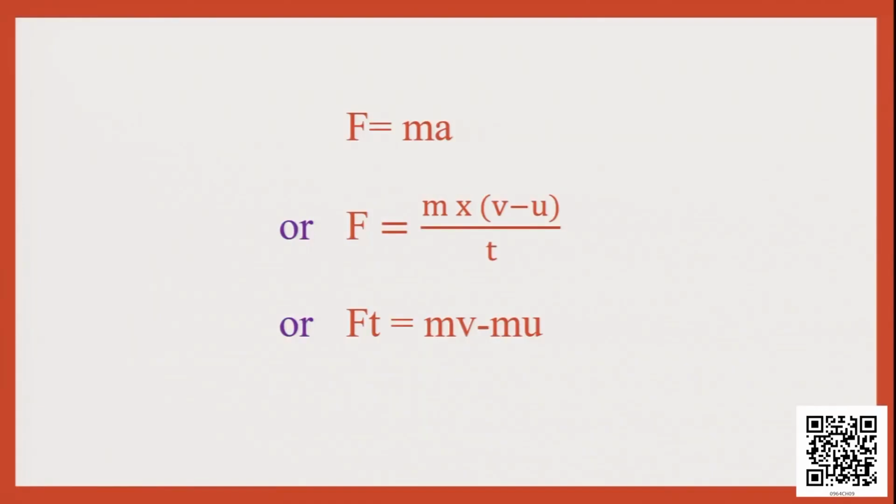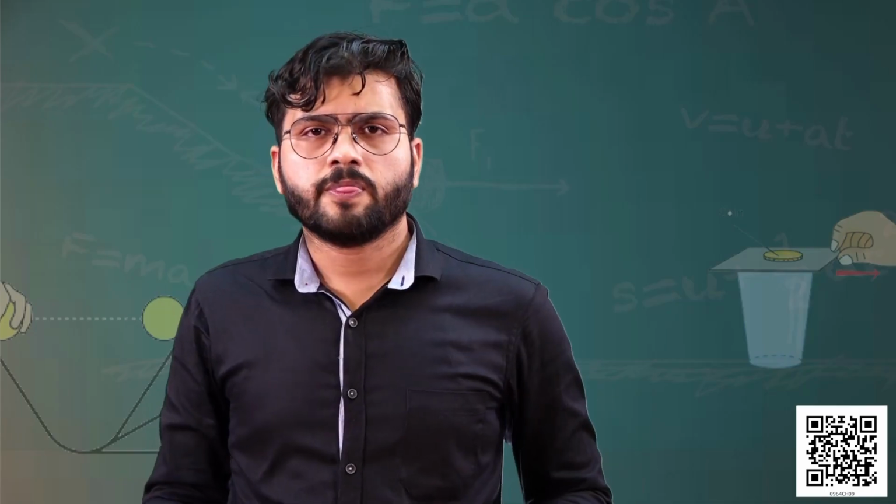That means again F is equal to mass into final velocity minus initial velocity divided by t, or if we multiply time with force, F into t will be equal to mv minus mu. So, the first law of motion indicates the object continues to be in its state of rest or motion until and unless an external force is applied on it.